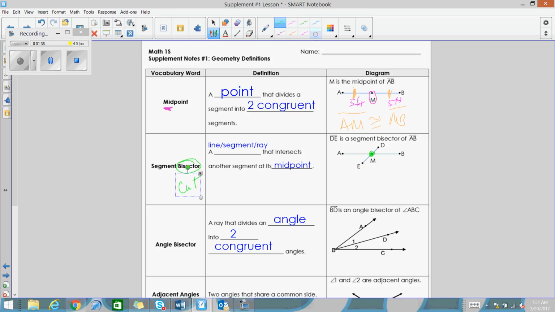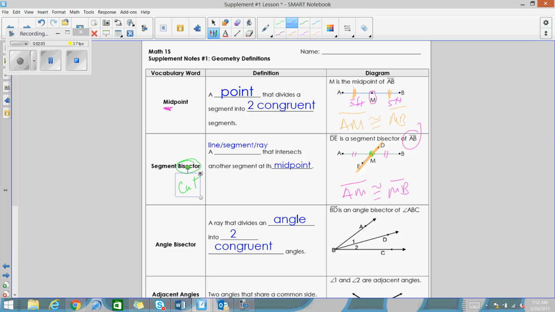So I like to think about segment bisectors as knives. So if DE is our segment bisector, it's going to cut and slice AB into two congruent parts. So what that means is AM is congruent to MB. And the reason we know that is because DE is your knife. It's your segment bisector. It's cutting your segment AB in half.